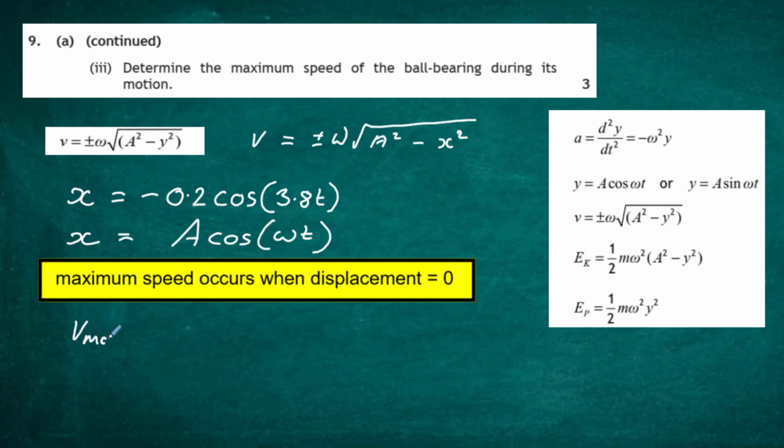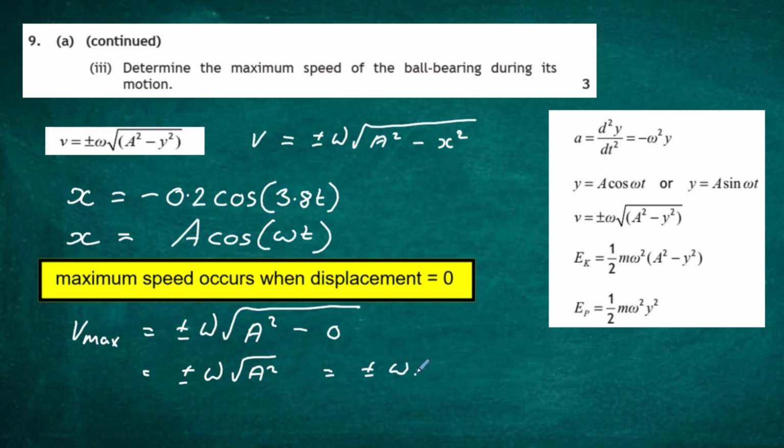So the top equation becomes the following. V max, the maximum speed, is equal to plus or minus omega, the angular frequency, times the square root of a squared minus 0, since x is equal to 0. That gives us plus or minus omega times the square root of a squared, which is plus or minus omega times a, because the square root of a squared is a. So to find the maximum speed, it's the angular frequency times the amplitude.